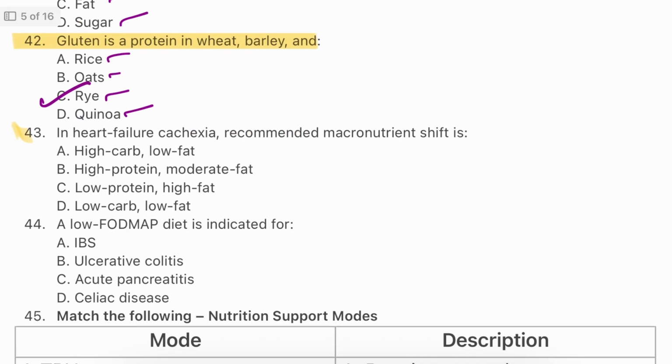Question number 43. In heart failure cachexia, the recommended macronutrient shift is high carb, low fat; high protein, moderate fat; low protein, high fat; or low carb, low fat. The answer will be B, high protein, moderate fat. High protein, moderate fat supports muscle retention in heart failure cachexia and helps in preventing wasting.